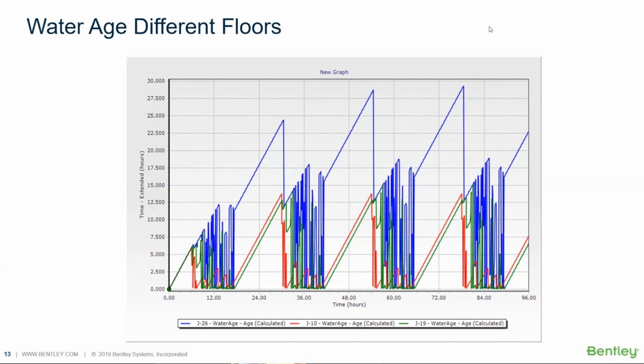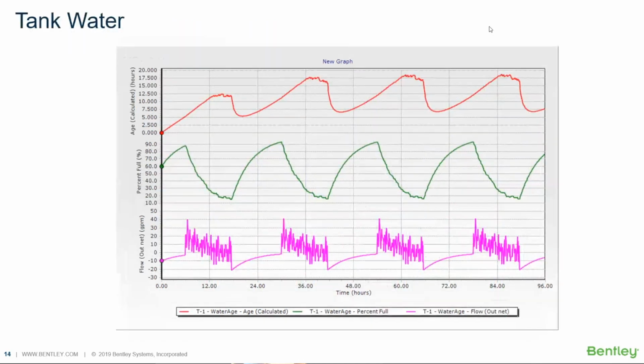One of the things that you see in some buildings are rooftop water tanks. And you can watch how these affect water age. You can track how the tank fills and drains during the course of a day. And you can just look at the usage patterns.